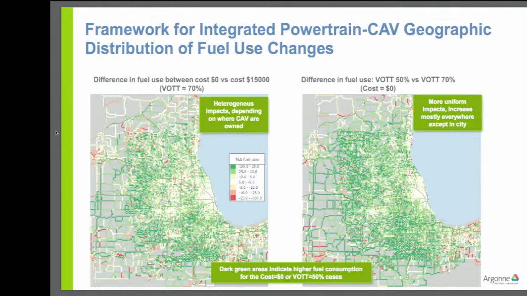there is much more fuel consumed in, again, the outlying areas where people are more likely to buy these vehicles and where people are more likely to have longer commutes. Again, because that's largely the population that these vehicles are beneficial for. On the right side, we see a more uniform impact when it's just a value of travel time change. Next slide.